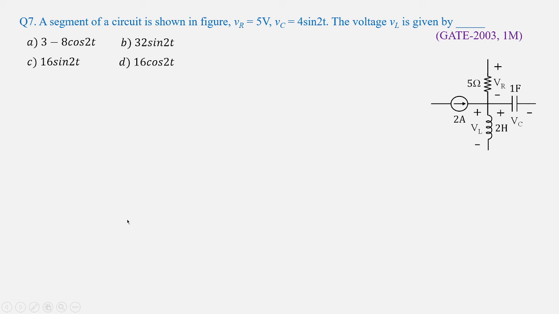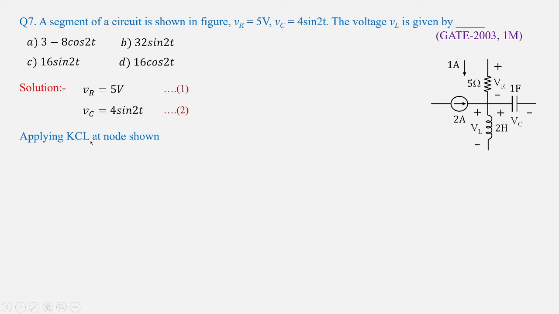So how do you solve this problem? First, take the data given. We have VR equal to 5 volts. So you have VR placed over 5 ohms. VR value is 5 and resistance value is 5 ohms. Hence 1 ampere will be flowing in 5 ohms from top to downward direction, assuming higher potential on this side. So this I am taking as equation 1. Also, from the given data, VC is equal to 4 sine 2t. I am taking this equation as 2.